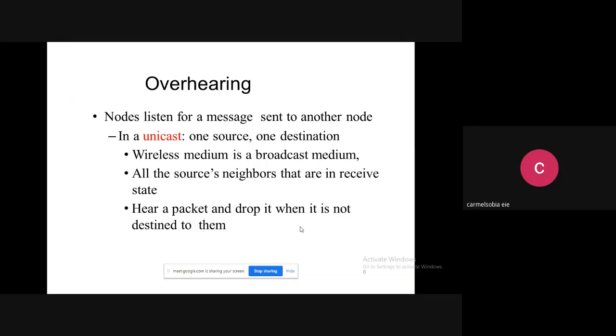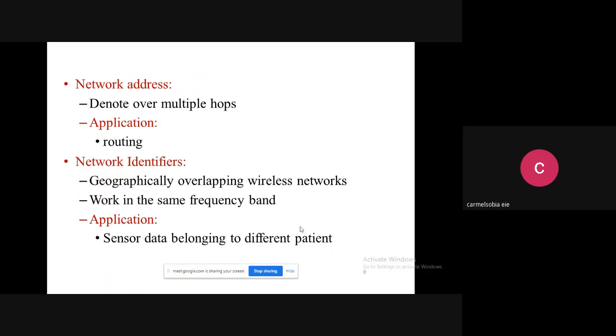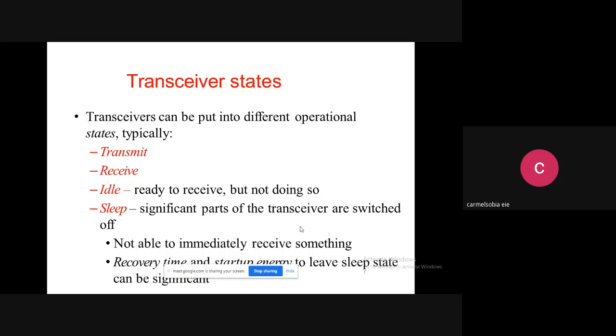Overhearing means it's a broadcast medium, and nodes listen for a message sent from one source to another node. While you are looking at this MAC address, a very important thing is the transceiver status also, because we have already discussed the transceiver in the previous class. Your four modes are operating: transmit, receive, idle, as well as sleep. Based on that, we can find out which node is sleeping and which is transmitting. Through these four modes, you can identify the states, because your MAC address is again talking about the medium. If the transceiver is not in good working condition, then there will be a problem, right?